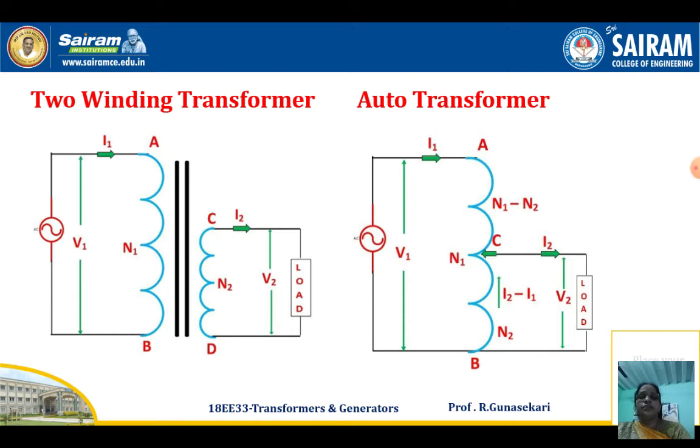Then what is the difference here? The two winding transformer is used for transferring the power due to mutual induction. But by using the autotransformer, only one winding is used to transfer the power, due to the induction and conduction principle only.